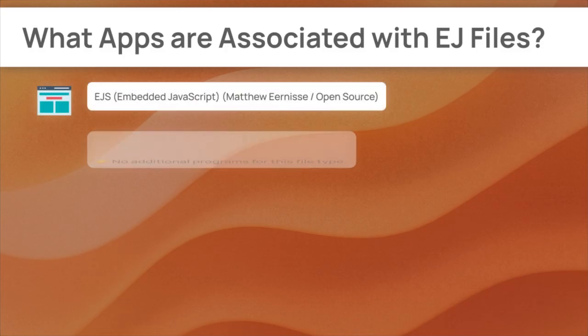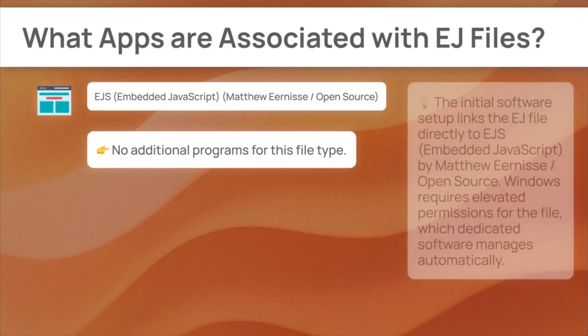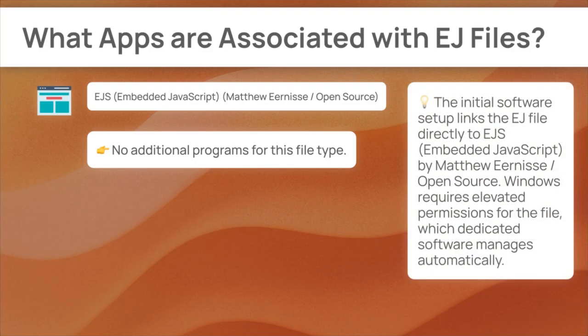When viewing the file metadata, the EJ shows a direct link to EJS embedded JavaScript from Matthew Eernisse, open source. Windows requires elevated permissions for the file, which dedicated software manages automatically. Windows may show the code clearly, yet proper execution requires compatible development tools.